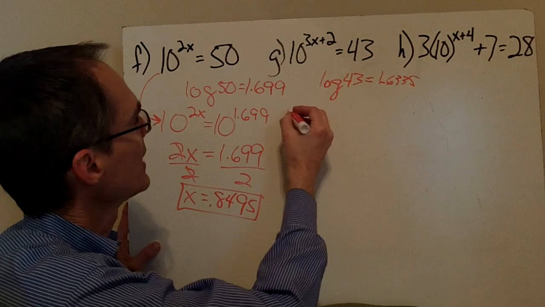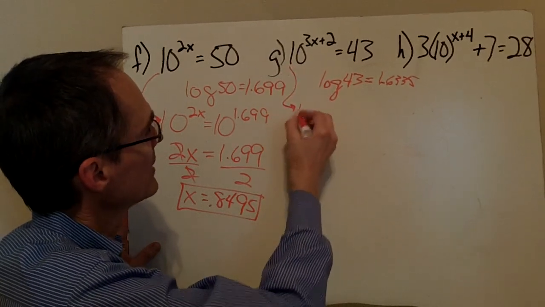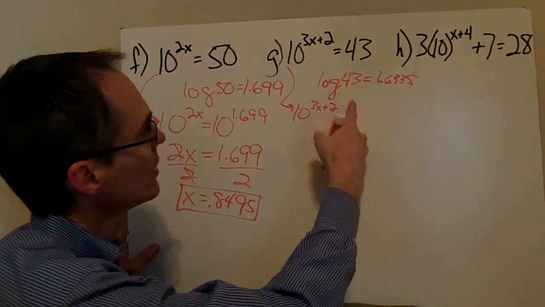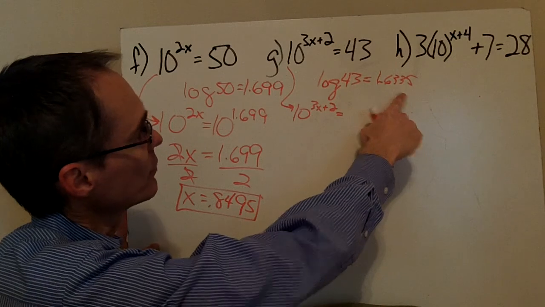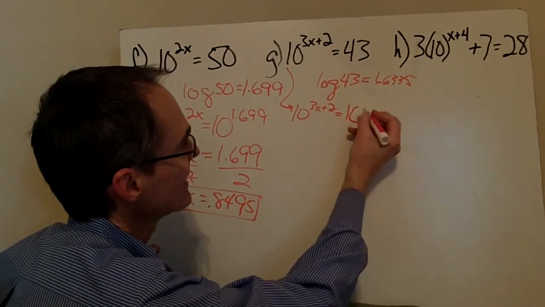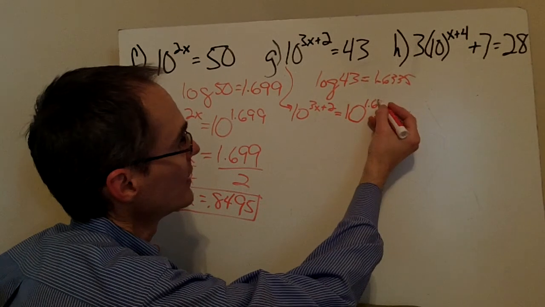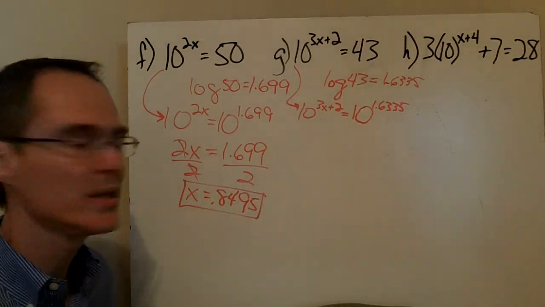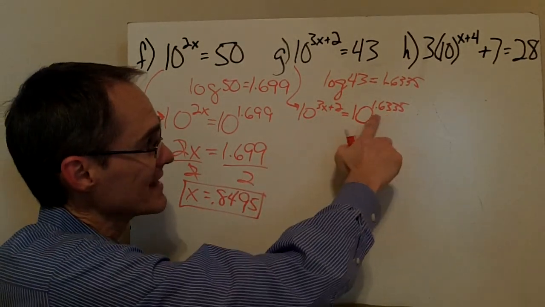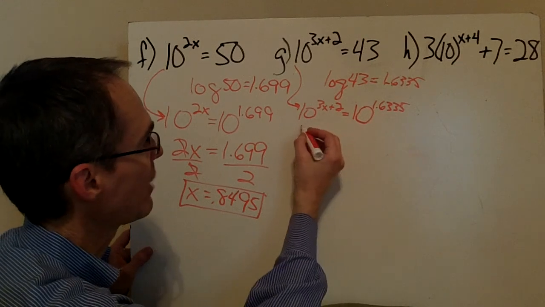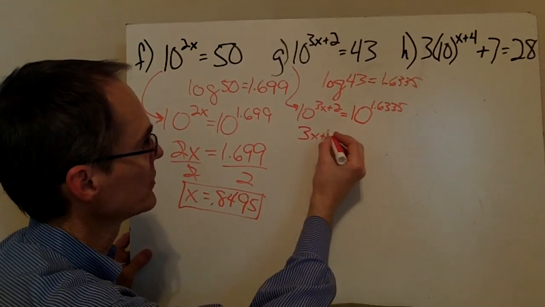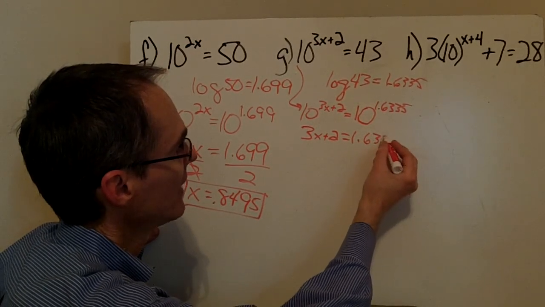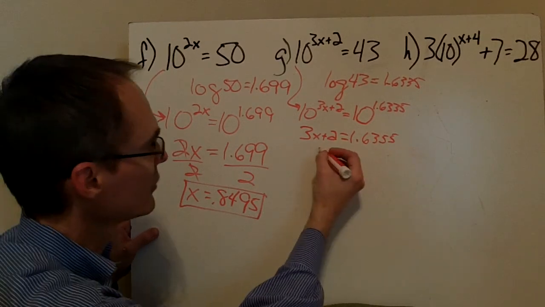So then I can write this equation as 10 to the power of 3x plus 2 equals, and since log of 43 is 1.6335, I can write 43 as 10 to the power of 1.6335. And now once again, I can use the same rule that I've been using. I've got a base raised to a power equals that same base raised to a power, which means I can set the powers equal to each other. So 3x plus 2 equals 1.6335. And again, I got to do a little bit of algebra here.